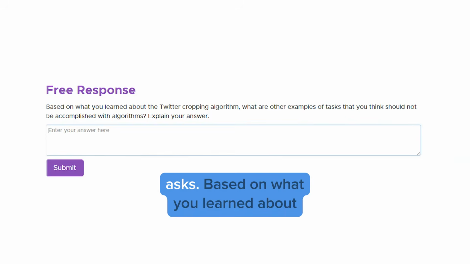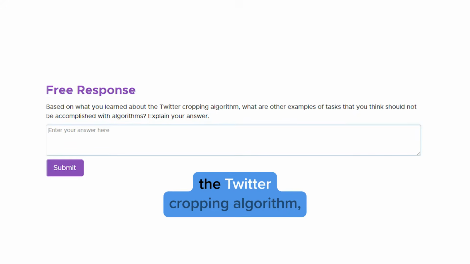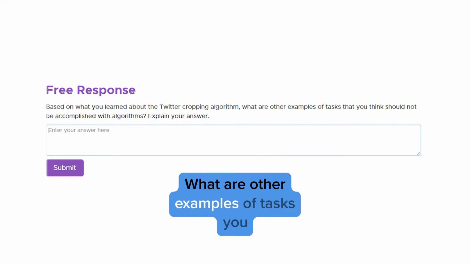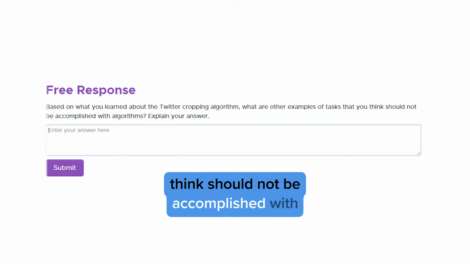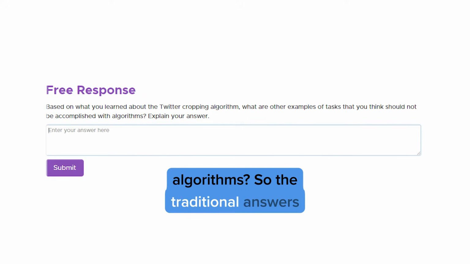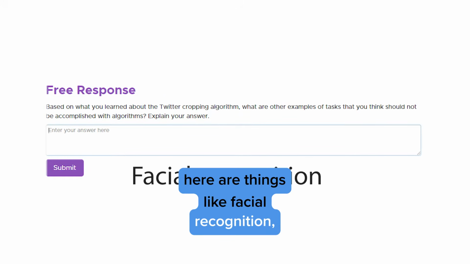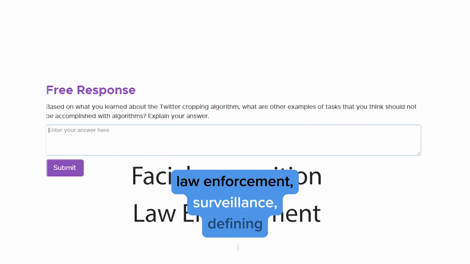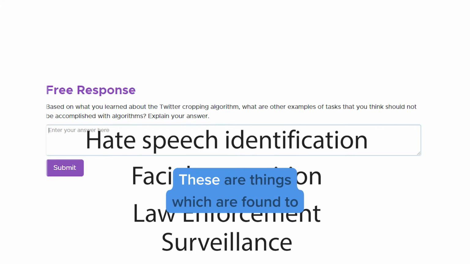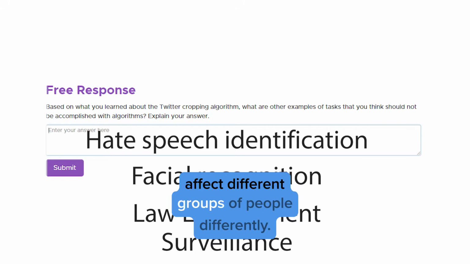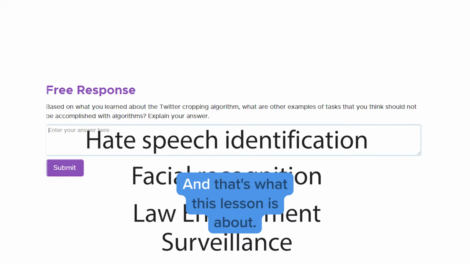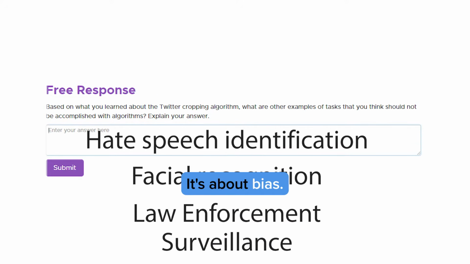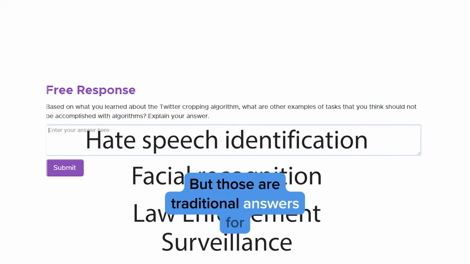Finally, Code.org asks, based on what you learned about the Twitter cropping algorithm, what are other examples of tasks you think should not be accomplished with algorithms? So the traditional answers here are things like facial recognition, law enforcement, surveillance, defining hate speech. These are things which are found to affect different groups of people differently. And that's what this lesson is about. It's about bias. Now you would definitely get some debate about that, but those are traditional answers for this question.